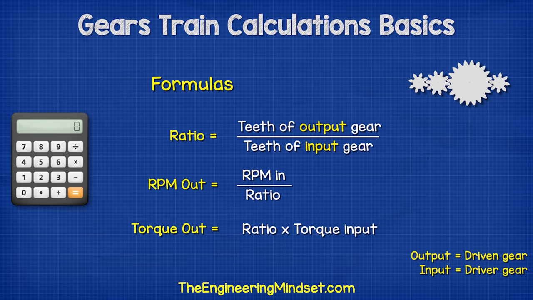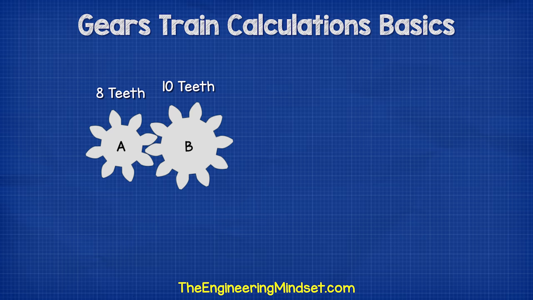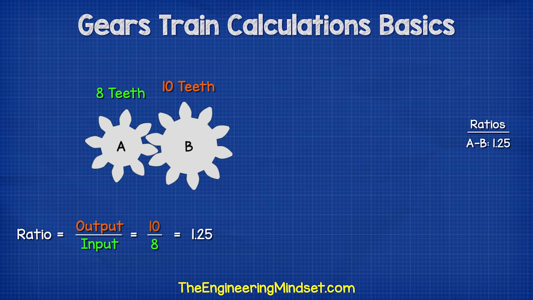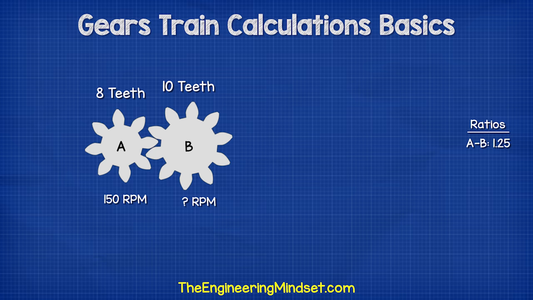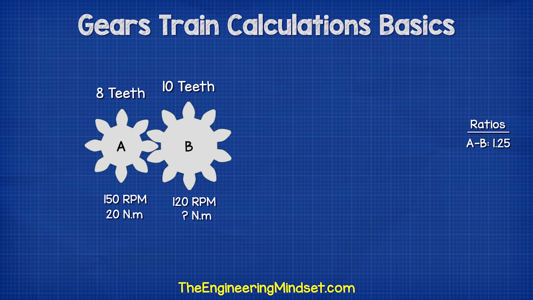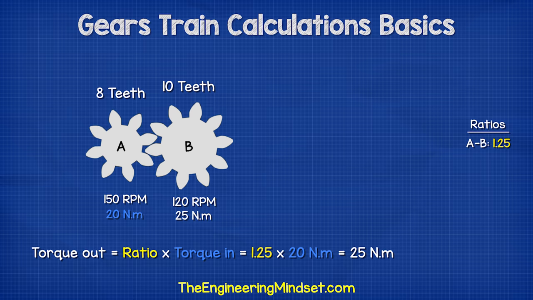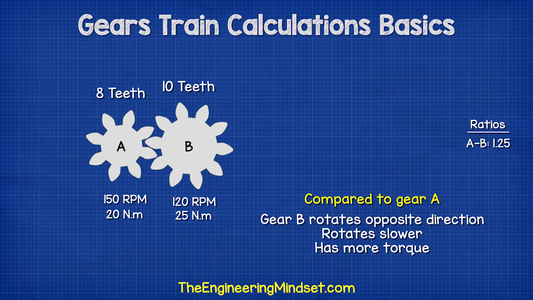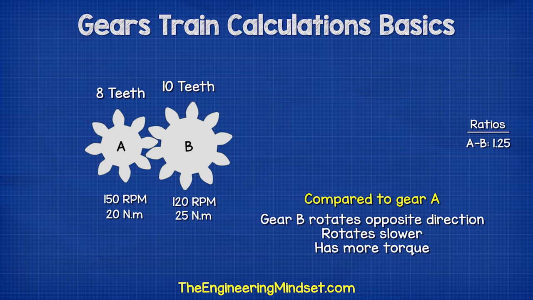For example, if gear A has 8 teeth and gear B has 10 teeth, the ratio is 10 divided by 8, which is 1.25. If gear A rotates at 150 RPM, then 150 divided by 1.25 equals 120 RPM. If gear A has a torque of 20 Newton meters, then 1.25 multiplied by 20 gives us 25 Newton meters. This gear will rotate the opposite way to gear A. It will rotate slower because it is larger, but it will have more torque.